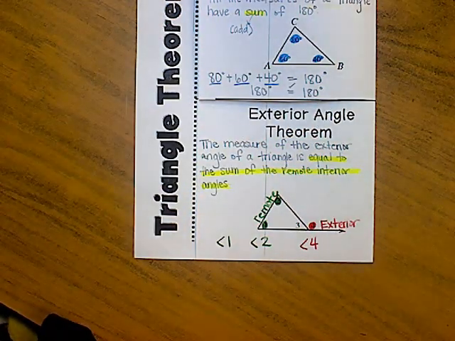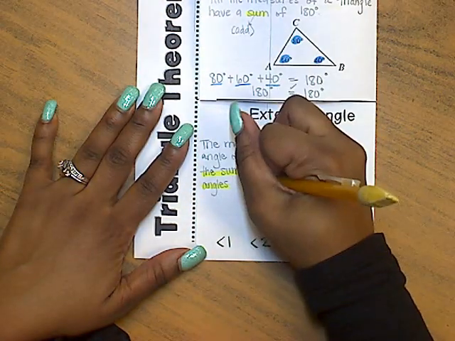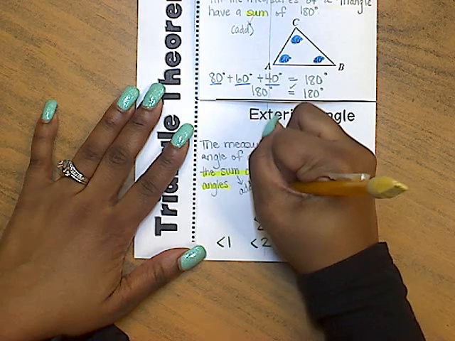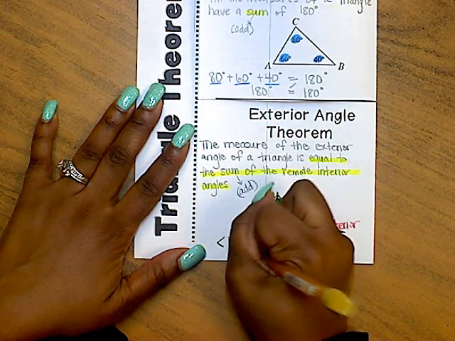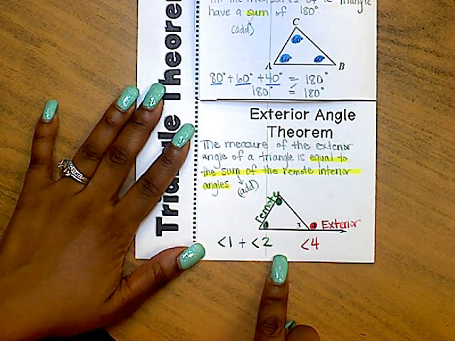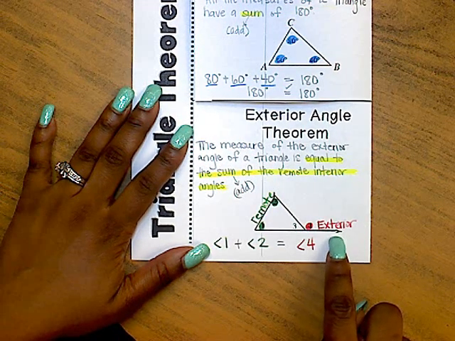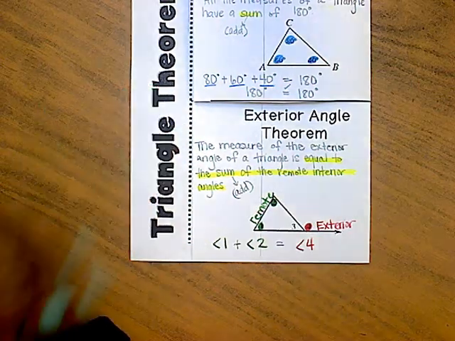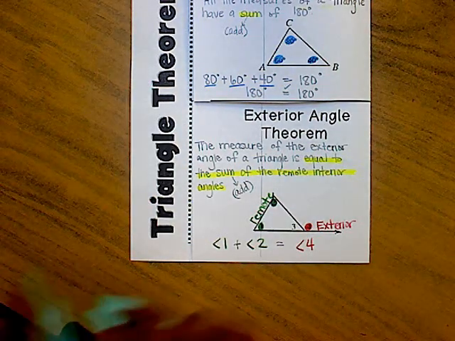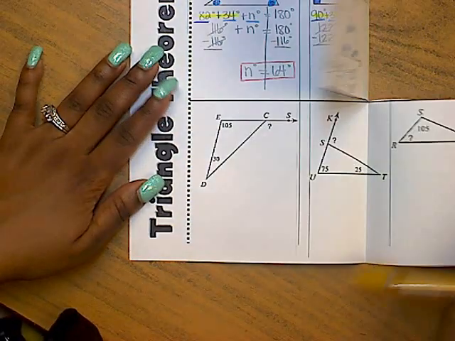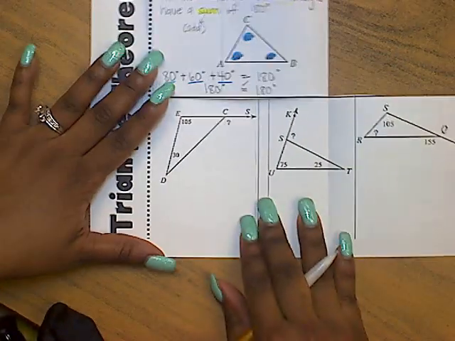And this theorem tells us that when we do the sum, remember sum means to add. So when we add angle 1 and 2 together, it's going to equal our exterior angle, which is angle 4. Okay? So, open it up, and now we're going to practice.